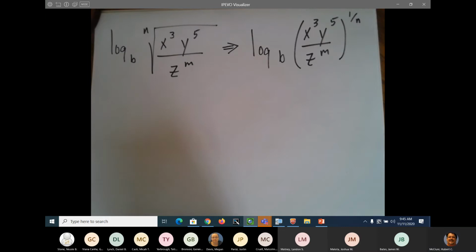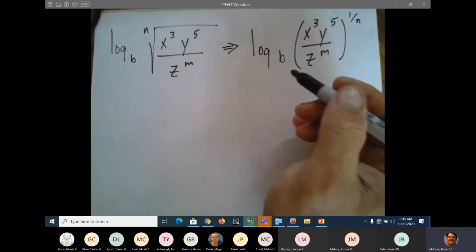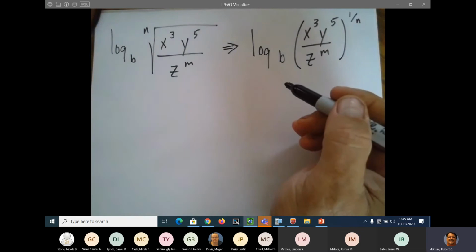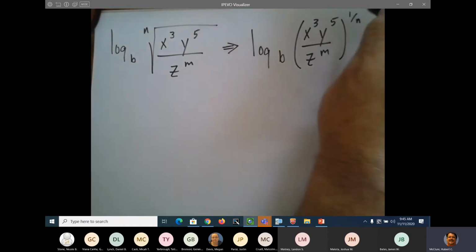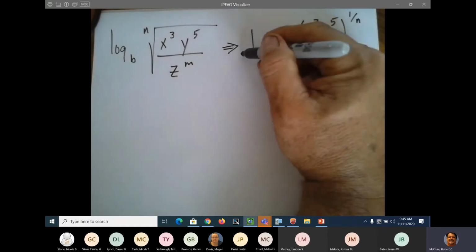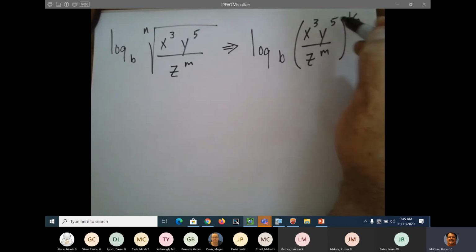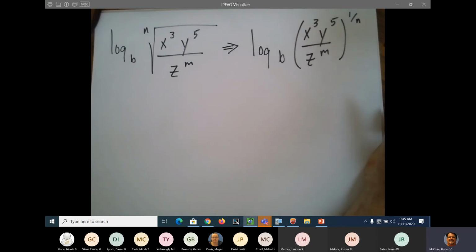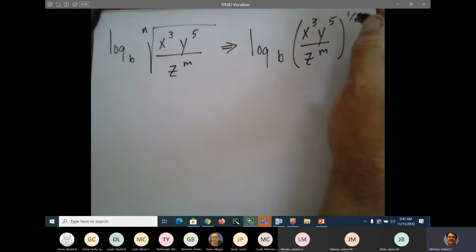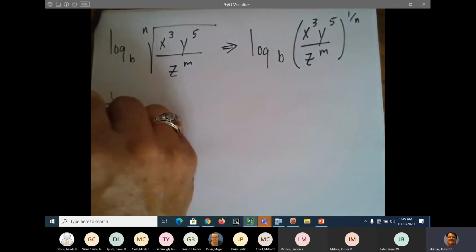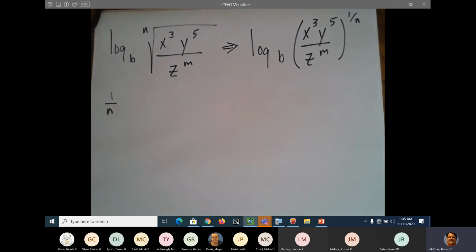So I don't know. Since we're dealing with logarithms, I'm going to use the exponential law of logarithms by power rule. I'm going to put this out front. Or, like I said, you could say 3 over n, 5 over n, and m over n. You could do that if you wanted to. But I'm going to bring that out front, and it's going to be 1 over n, and that pen is dead. It goes to the trash.